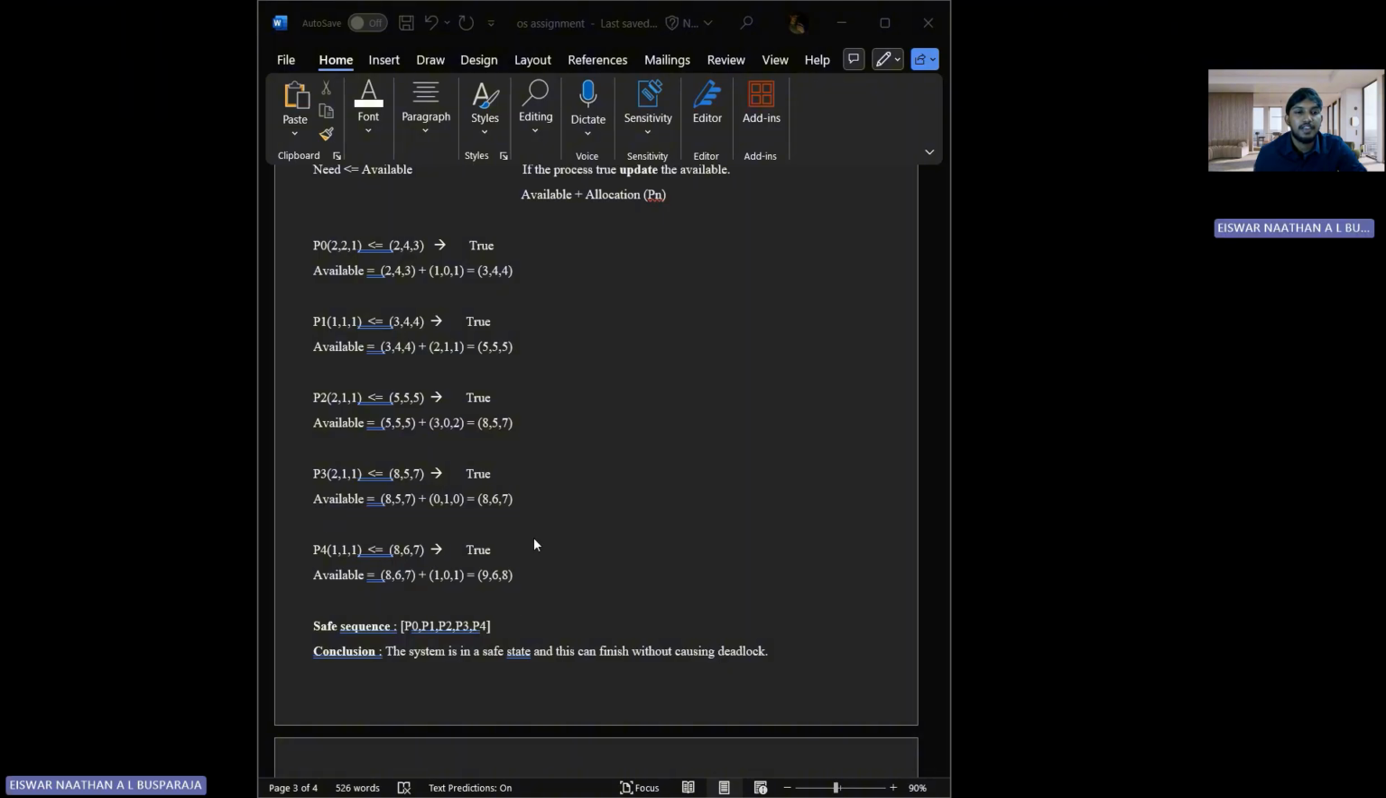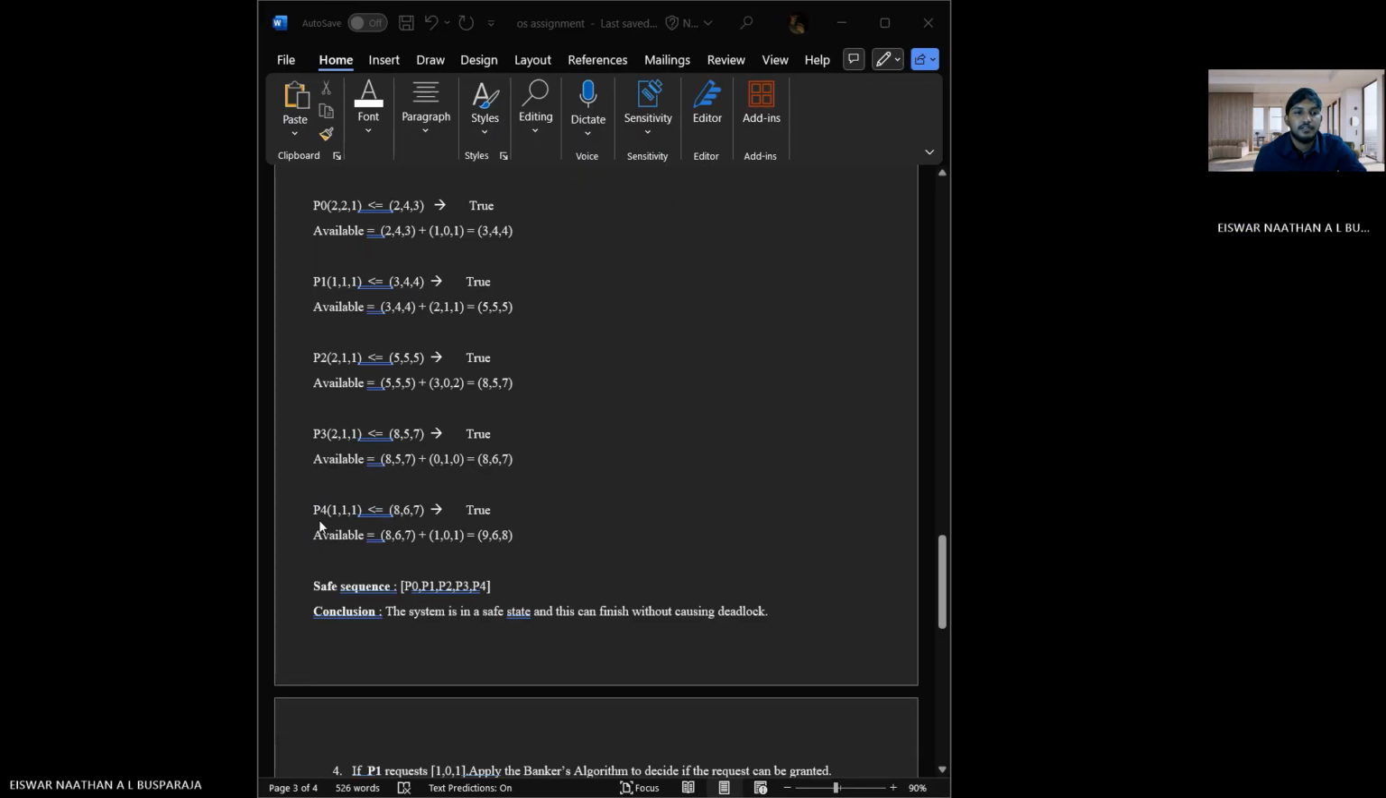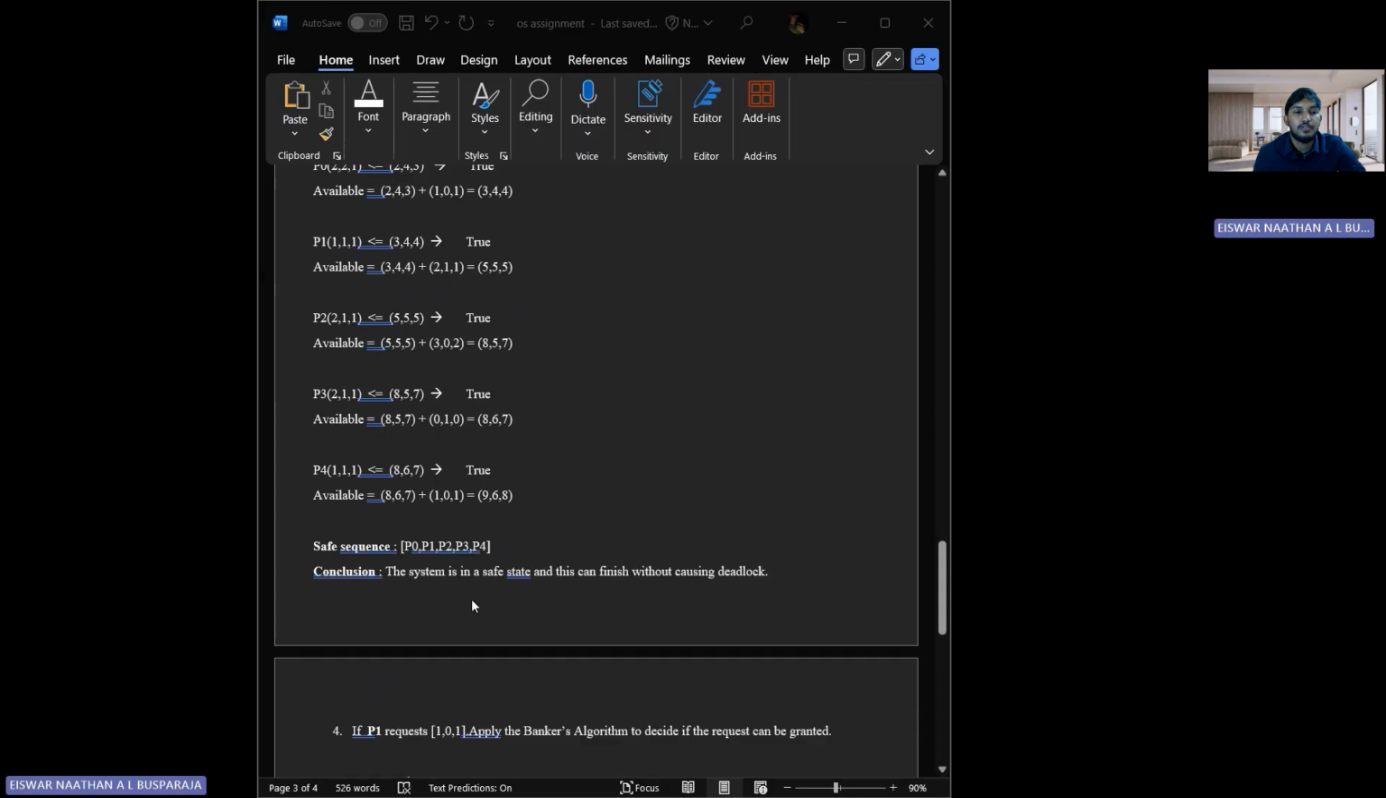We have to do the safety algorithm like before, as we did for P0 and P1, that means process 0 and process 1. All are true, so we have the safe sequence: first P0 and then following P1, P2, P3, P4. In conclusion, the system is in a safe state and can finish without causing deadlock.